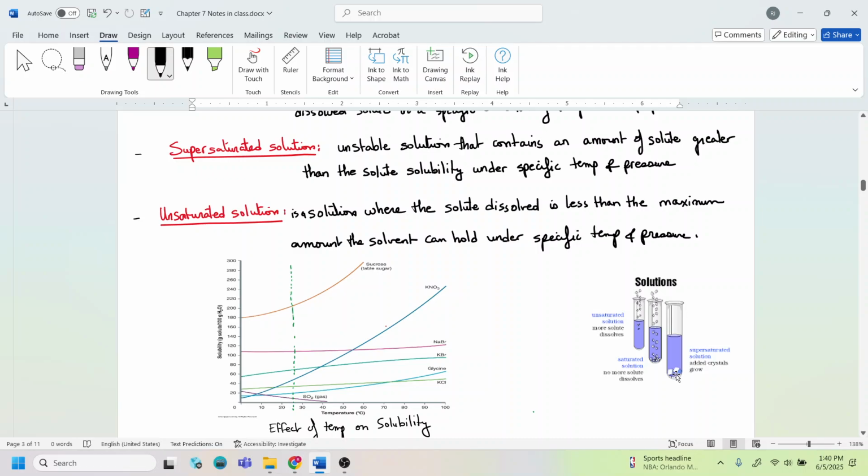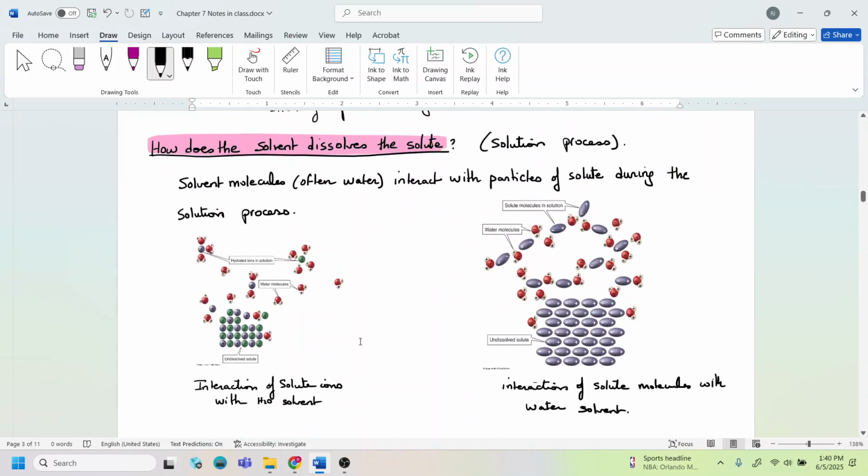You can force it to dissolve by increasing the temperature of your solution, of your solvent. But whenever your solvent goes back to room temperature, then whatever is in excess is going to precipitate. So how does the solvent dissolve the solute? Guys, this is called a solution process, and it goes by like dissolves like. So you need a polar solvent to dissolve a polar solute.